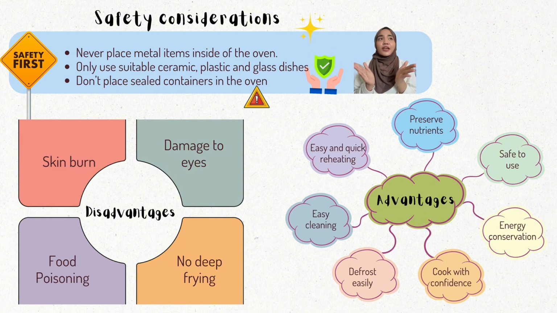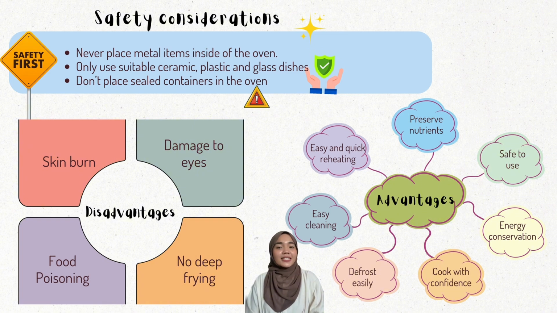So what are the safety considerations for using the microwave oven? First, we need to know that we cannot put any metal item inside the microwave, and we can only use suitable ceramic, plastic and glass dishes to avoid melting. And lastly, we need to open the sealed container before putting it inside the microwave oven.